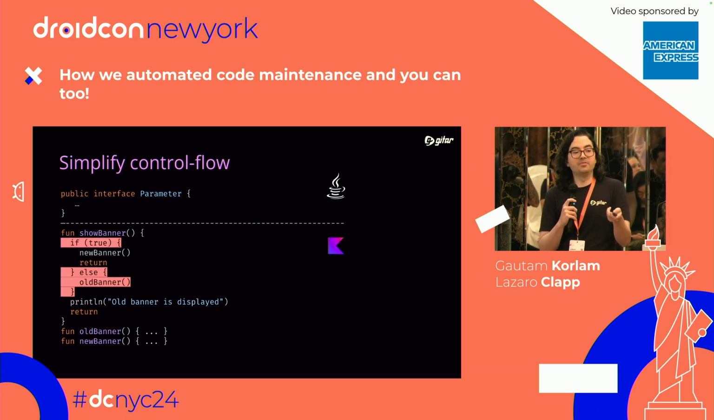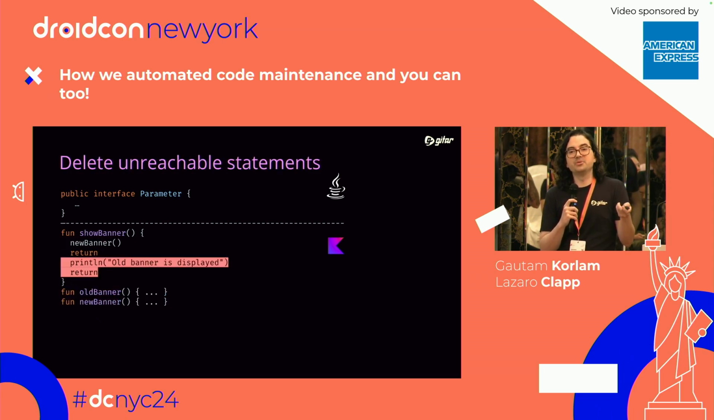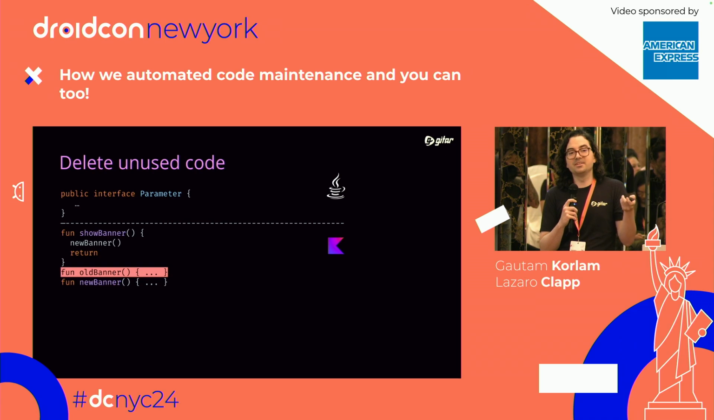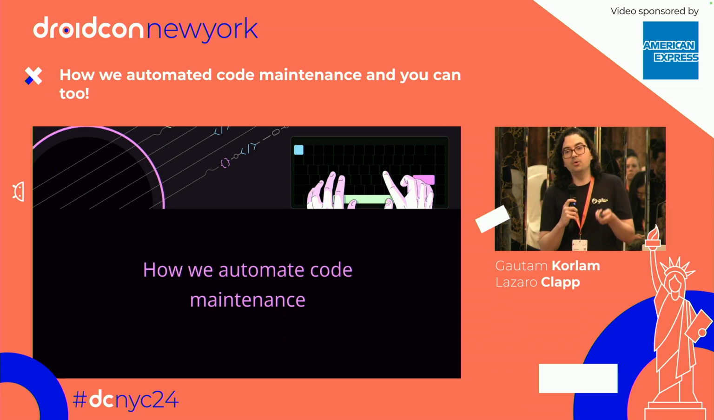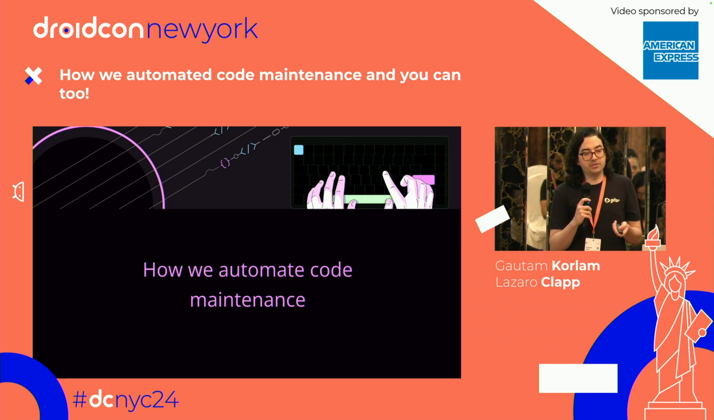And then you need to do Boolean simplification. You need to simplify control flow, delete unreachable statements, find out which methods and classes became unused, and remove those too. You're basically doing a bunch of stuff that a compiler would normally do for you. And you have to do it for multiple languages just to get rid of this flag, because in most companies you would have code bases across different languages and different frameworks, all using the same set of feature flags. So how do we automate this process?